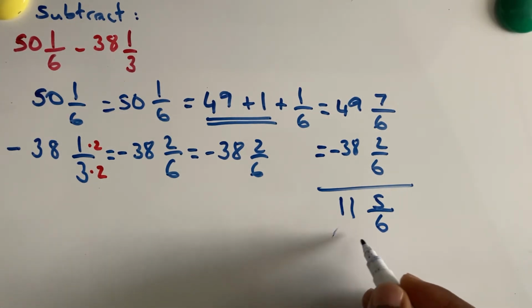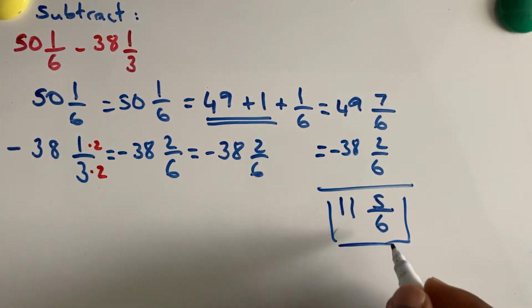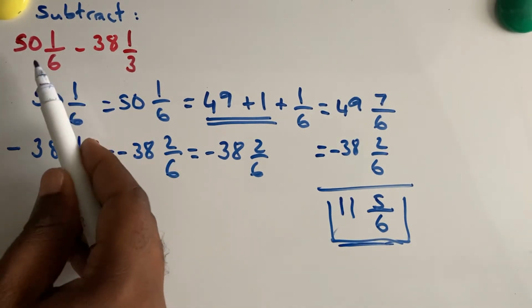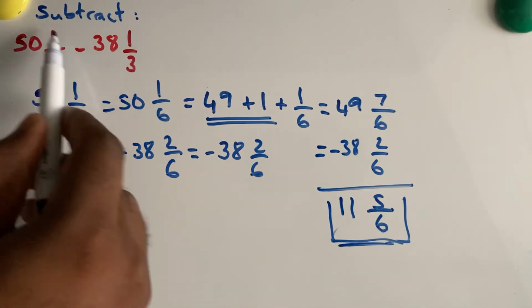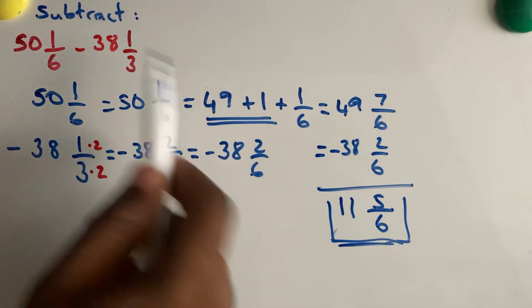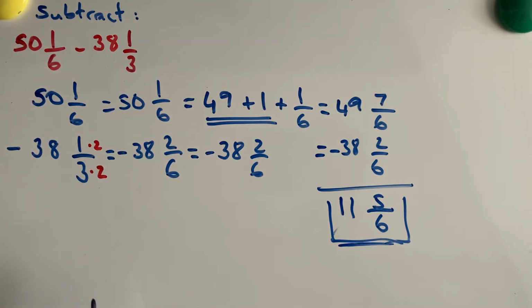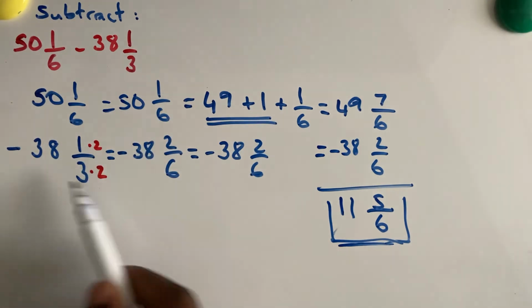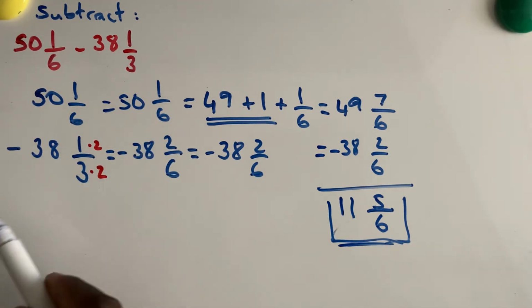All right, so as you can see, it wasn't that bad. This is how you subtract mixed numbers. I know some people would change both of them into improper fractions, then subtract, then go back to a mixed number. That's fine as well, but you don't have to do all that if you know how to do it this way. This is very simple.